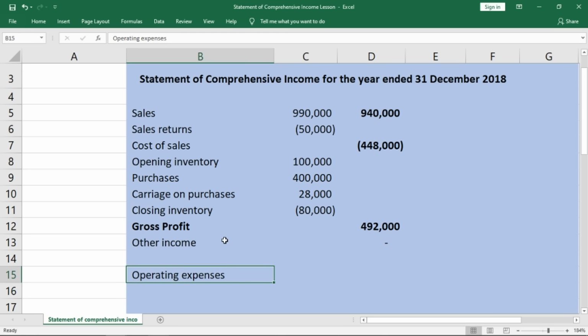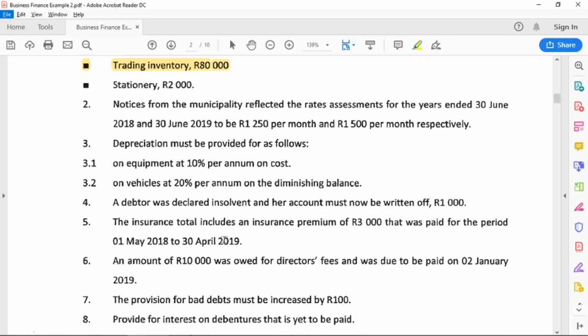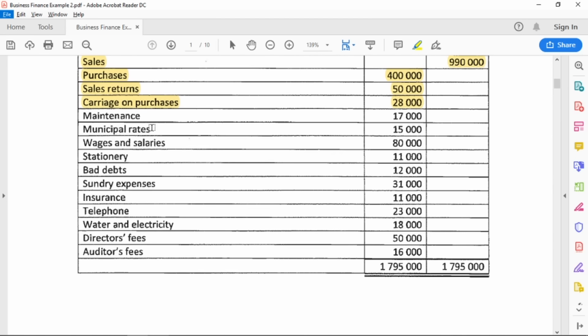Remember, the format might be slightly different if you're doing it or if you've seen it in your book or elsewhere, but you will never be penalized for the format being slightly different. But this is exactly how it will look, more or less. So we want to label all our operating expenses here. Now we begin with our operating expenses. So let's look at maintenance. We're given maintenance of 17,000 rand.